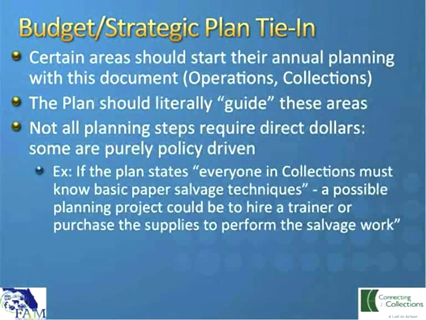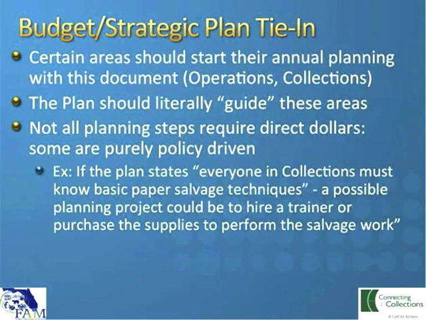The other thing we want to talk about is maybe not a daily thing, but of course we all tackle these things at least annually, and that's budget and strategic planning and how the plan ties into that. I am a firm believer that certain parts of your museum, in our case operations and collections specifically, when they annually go to talk about strategic planning or annual work plans and things of that sort, should have this plan less than 4 feet away from them.